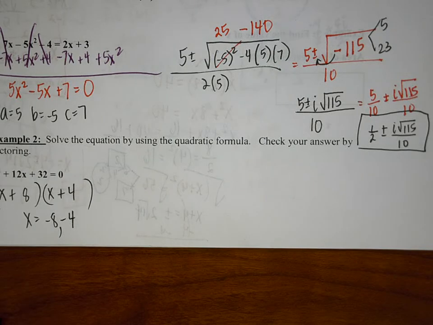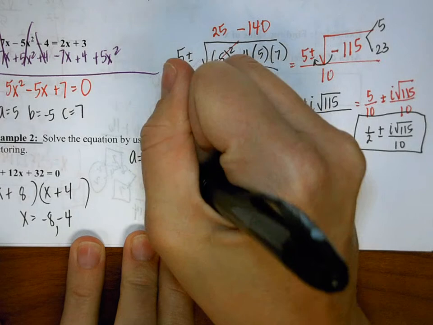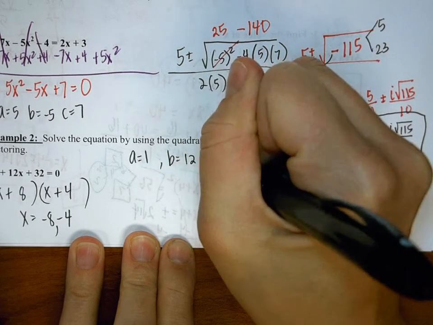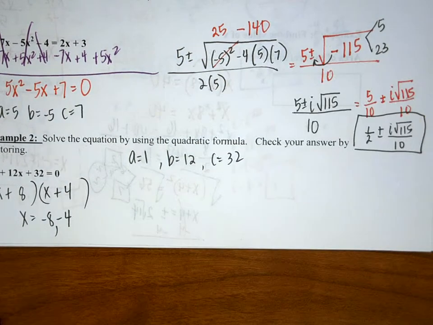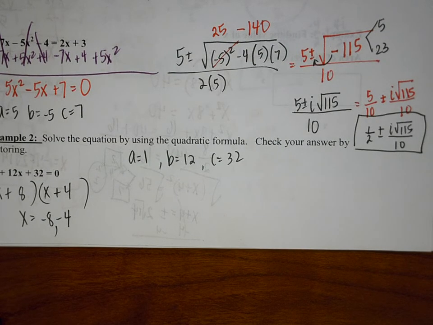If you were to do the quadratic formula where a equals 1, b equals 12, and c equals 32, and you plug those numbers in, you would end up getting x equals -8 and -4. The same answer. For time's sake, we're not going to do it, but if you guys want to on your own time, have fun with that, and you'll get the same answer. Okay, we're done for that.